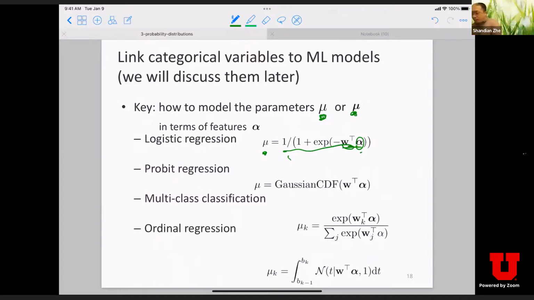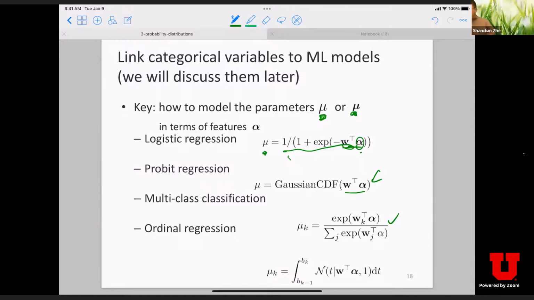Another option is that I put this linear transformation of the feature vector into the cumulative distribution function of a Gaussian distribution. So it will also give you a number between 0 and 1, so you can treat it as a probability. If you want to do multi-class classification, you can take the exponential of this linear transformation according to different vectors, and then I normalize. Then mu 1, mu 2, up to mu big K will form a valid probability vector, because they are all non-negative and their summation is 1.